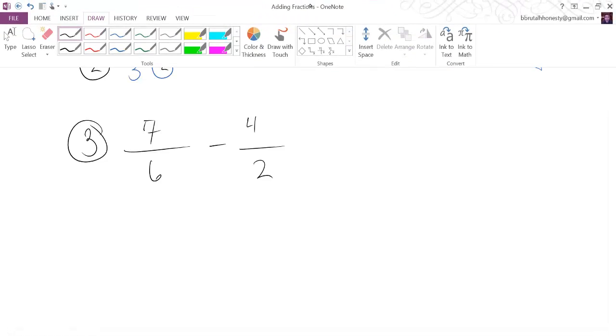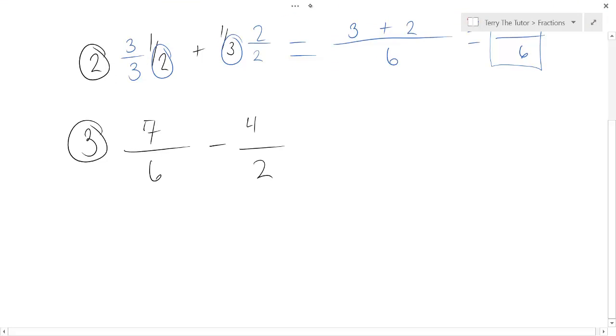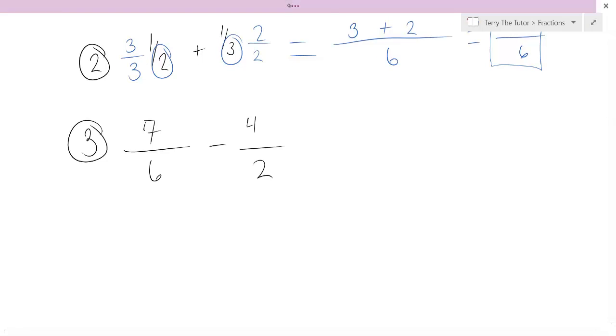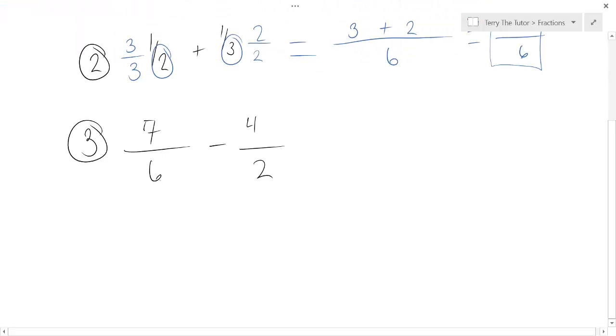In fact, I will do that. I won't bore you with the details. Let's do that. Let's multiply 6 and 2. So that makes my common denominator 12. It's not my least common denominator. I want to stress that. It's just a common denominator.